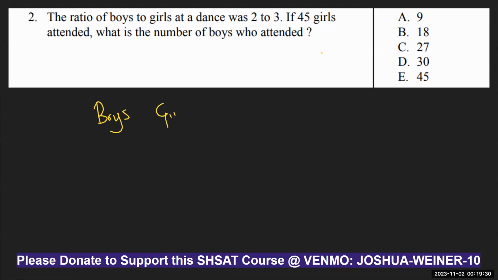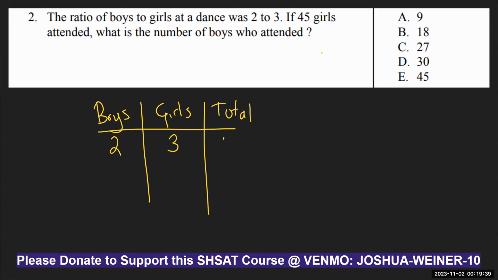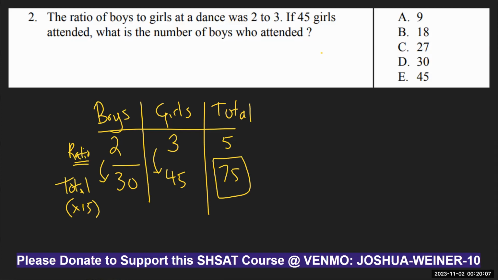Okay. Remember, we can do the total on the right, but I don't know if we'll need it for this problem. It was 2 boys for every 3 girls. That's 5 students total. 3 would be girls and 2 would be boys. But 45 girls attended. So we have to find the multiplier for the actual total. This is the ratio. This is the total. So it looks like it's times 15. Take the ratio and scale it up times 15. Then we have 30 boys for 45 girls, which is 75 total.